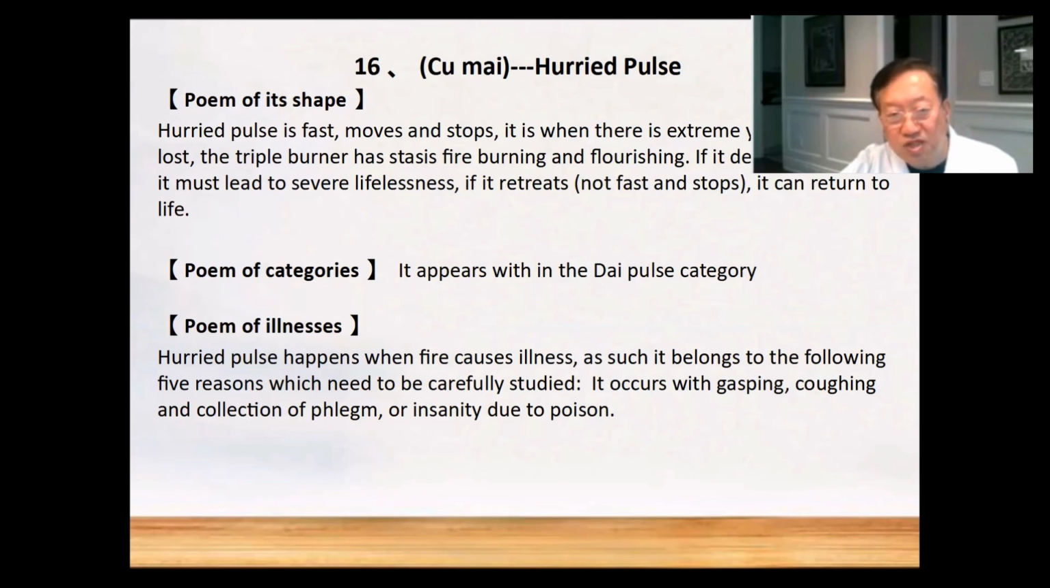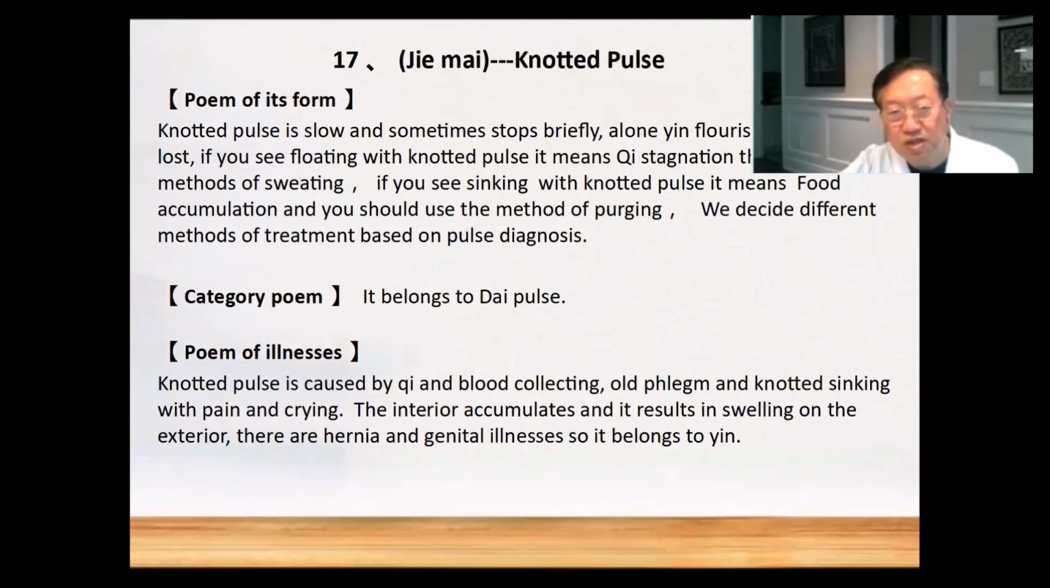Poem of categories. It appears within the Dai pulse category. Poem of illnesses. Hurried pulse happens when fire causes illness, such as it belongs to the following 5 reasons which need to be carefully studied. It occurs with gasping, coughing, and collection of phlegm or insanity due to poison.